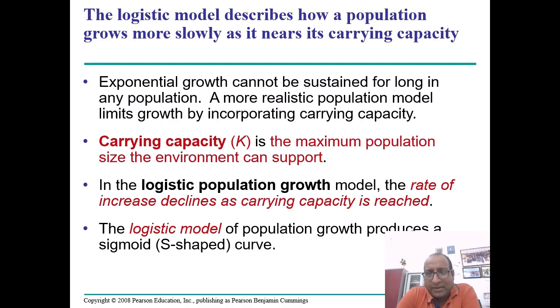This means that in the early time of the growth, the population is growing at a faster rate. As it reaches the maximum level of the carrying capacity of that area, the growth rate also slows down. The logistic model of population growth produces a sigmoid-shaped curve.